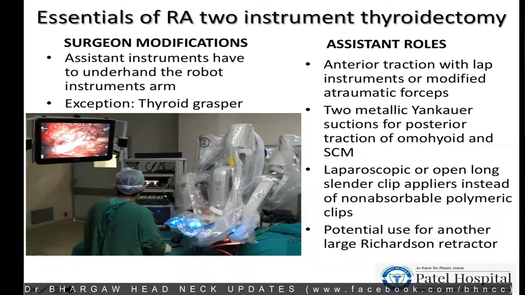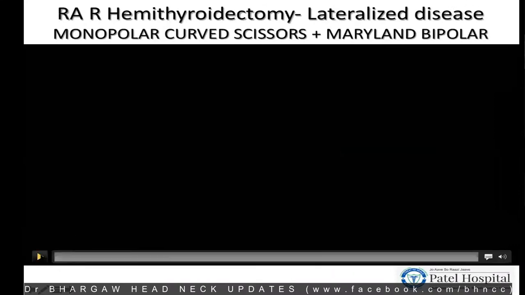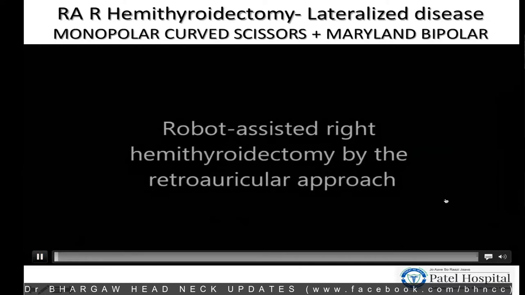So we then devised the retroauricular two-instrument thyroidectomy, which has actually become our go-to for most of our cases subsequently. There are certain modifications that we have to do to make sure that you're able to do a two-instrument thyroidectomy. The assistant instruments will be held by the assistant from the side of the patient, and here is the robot lever. They have to underhand the robotic instrument arm so that there's no clash. The exception is the thyroid grasper, which actually does the work of something called a prograsp. The assistant has to do multiple roles to be able to make sure that they're able to get a two-instrument thyroidectomy going.